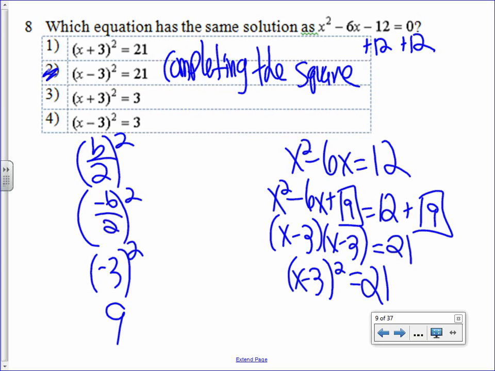You will see something like this on the Regents. Make sure you know how to do it. If you practice it a few times, you should be good. If you don't practice it, you will not be good.